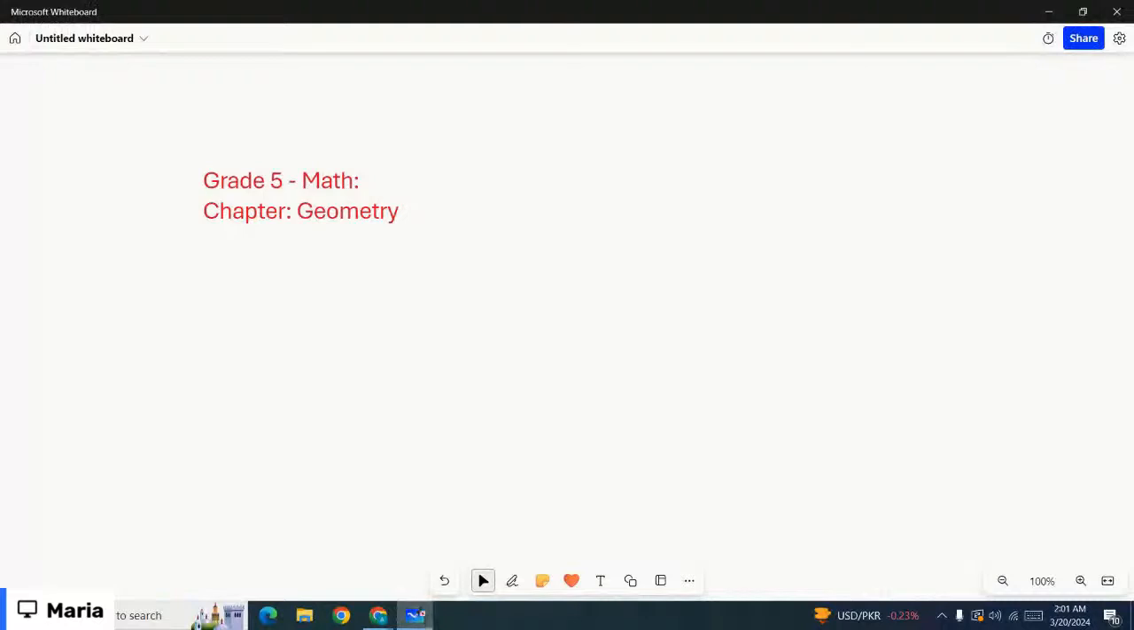We are here for grade 5 math. You can find all the lessons on aplusstudents.com. You have to log in there using your email address and password as provided by the administrator. Then you have to select math from the subject tab.